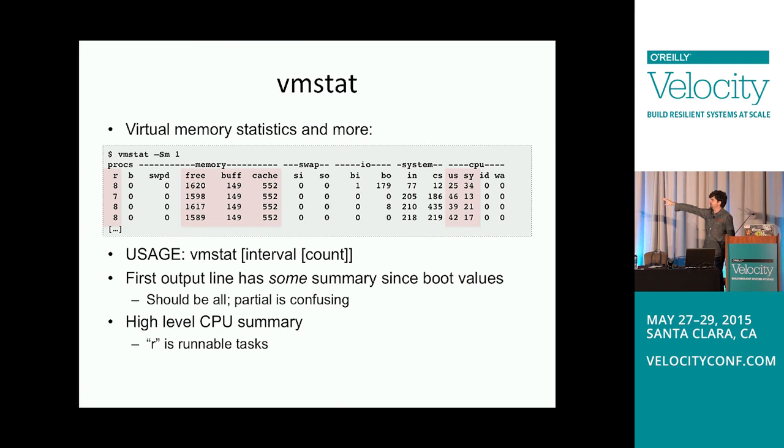Memory is broken up into free, buffer, and then the page cache. And then the last few columns are pretty interesting. The CPU summary is broken down into user time, what my applications are doing in, say, the JVM runtime or the Node.js runtime, and then system time, which is what the kernel's doing. My application can be doing system calls, or it can be processing interrupts or other kernel tasks.